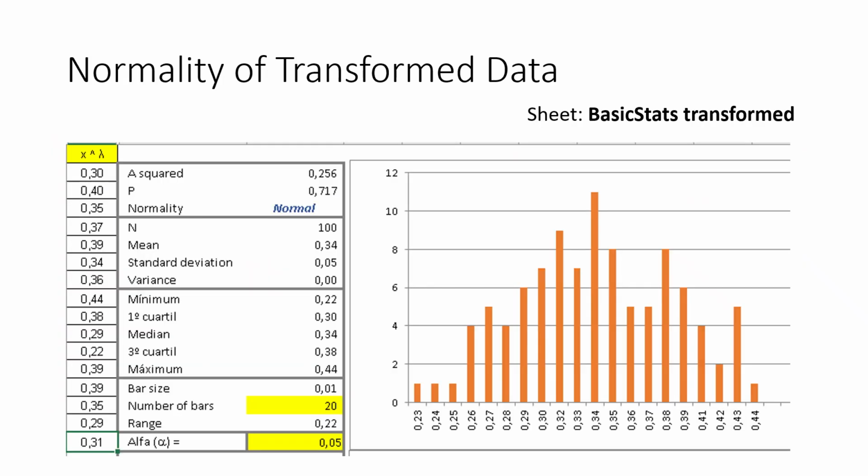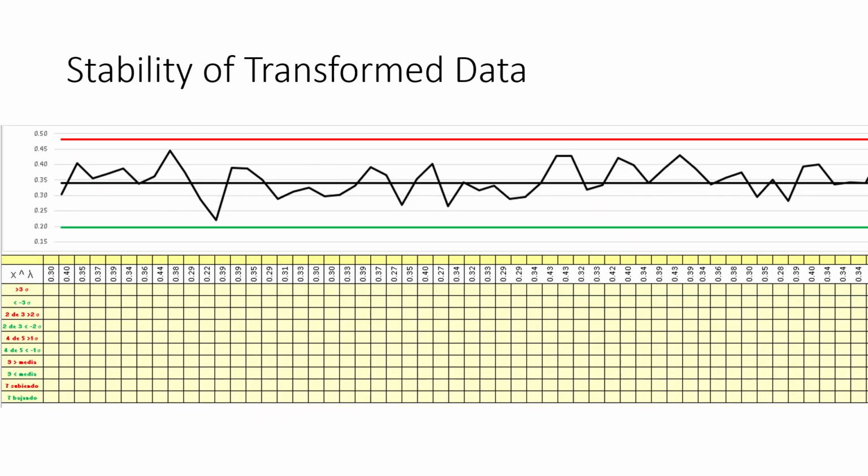We have indeed achieved normality. P is equal to 0.717, which is greater than 0.05. We now check for process stability with the transformed data in the SPC transformed sheet. The process is stable, no out-of-control alerts.